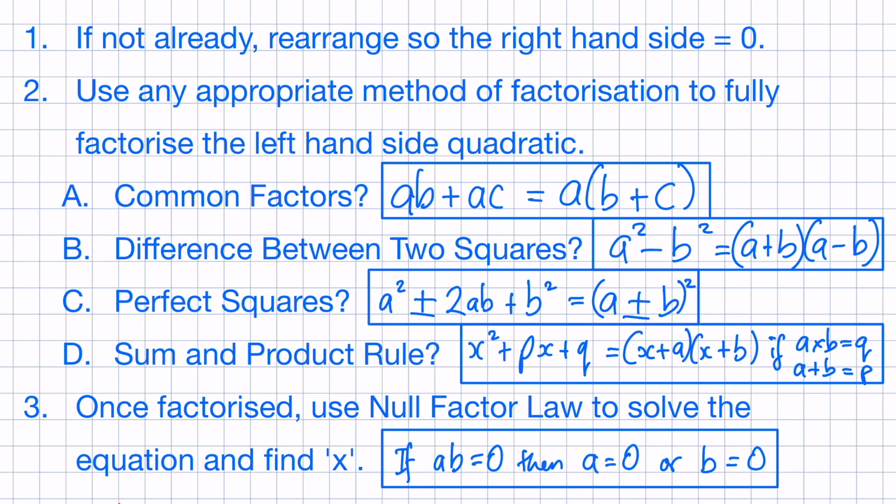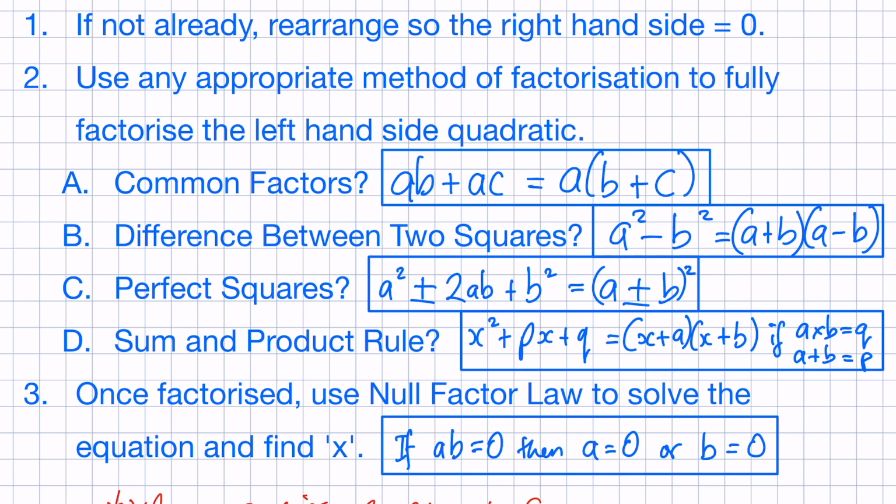If not already, rearrange so the right-hand side is equal to 0. Step 2 is you just factorize it with whatever way is going to work. If I remind you, common factors was the first method of factorization. Difference between 2 squares was the second. Perfect squares was third. Sum and product was fourth.